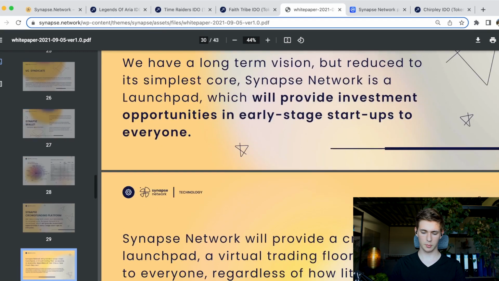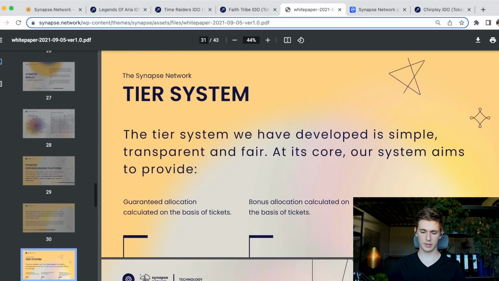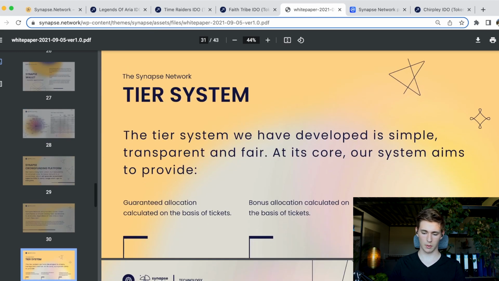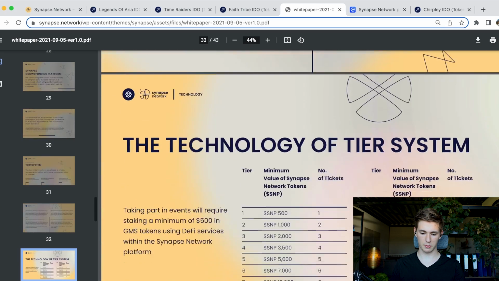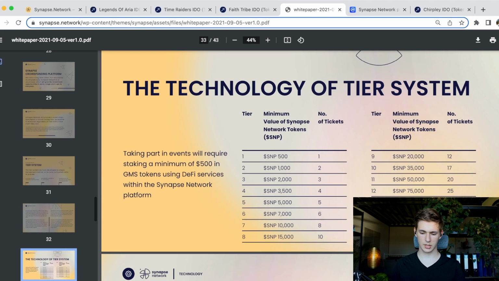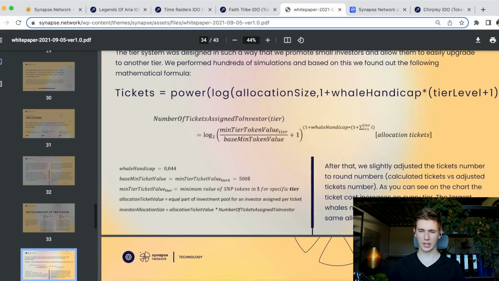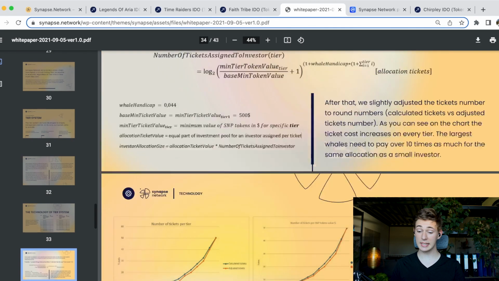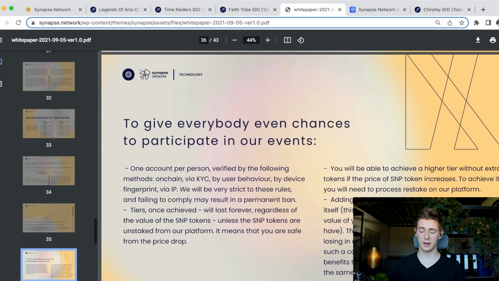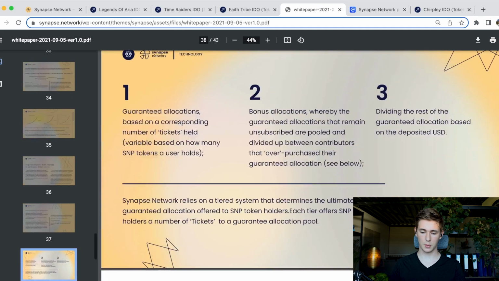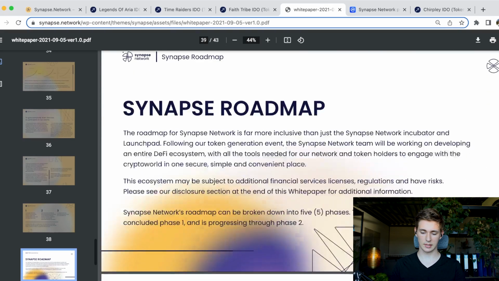Then they go on a little bit further. They have their tiered system as well here. We already did go over it. So yeah, not very relevant for now. The technology of a tiered system, all of those calculations, they're just disclaimers. They need legally to put those in there. So if you're ever wondering why are those in there, they have to. Yeah, and the rest of the white paper isn't that exciting.